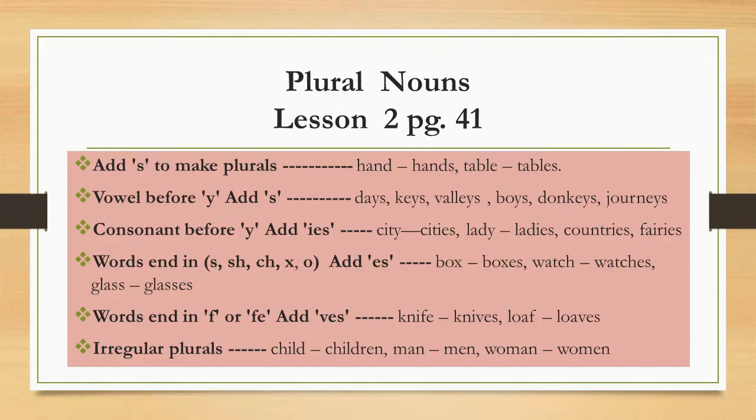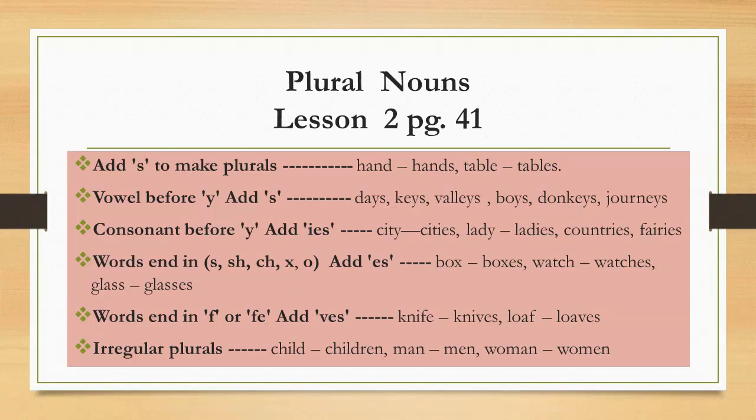Page number 41, lesson number 2, plural nouns. We have discussed the rules of making plurals. We will revise them once and we will learn the words and their singular and plurals. In general, we add s to the words to make their plural. Like we add s to hand, it becomes hands. Table, it becomes tables.